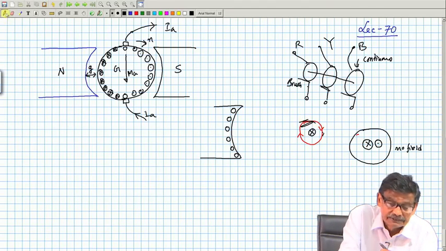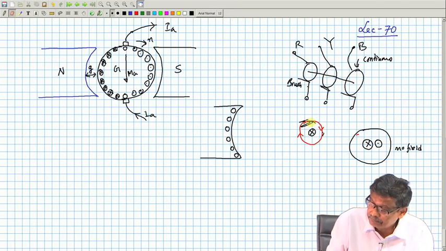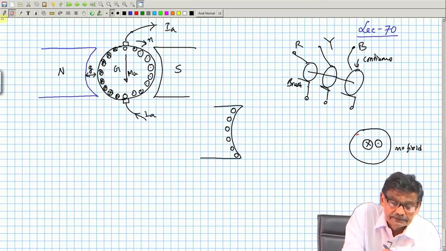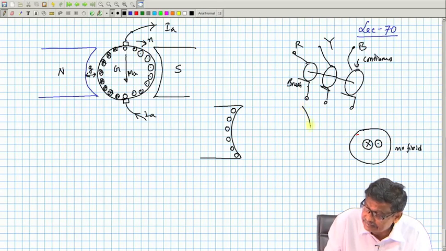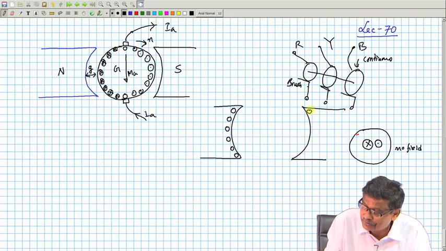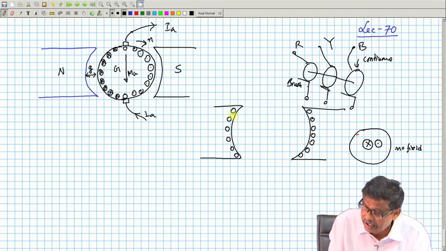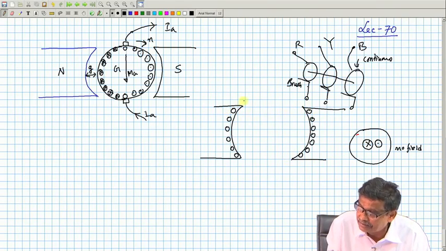On the other side also I will do like this, this one. I will put conductors like this. This is stator structure, mind you, and this is suppose one turn, this is another turn, these are all stator coils.